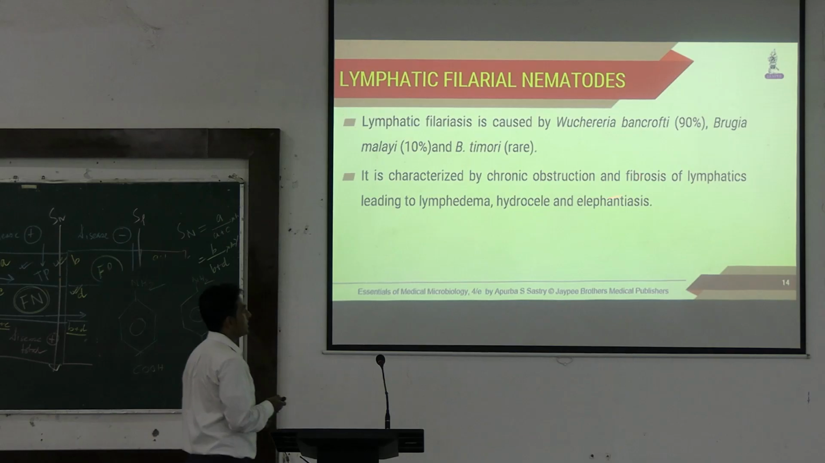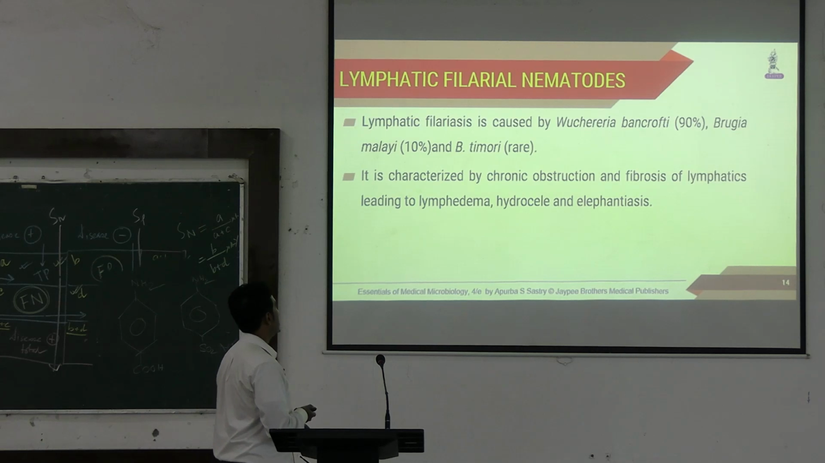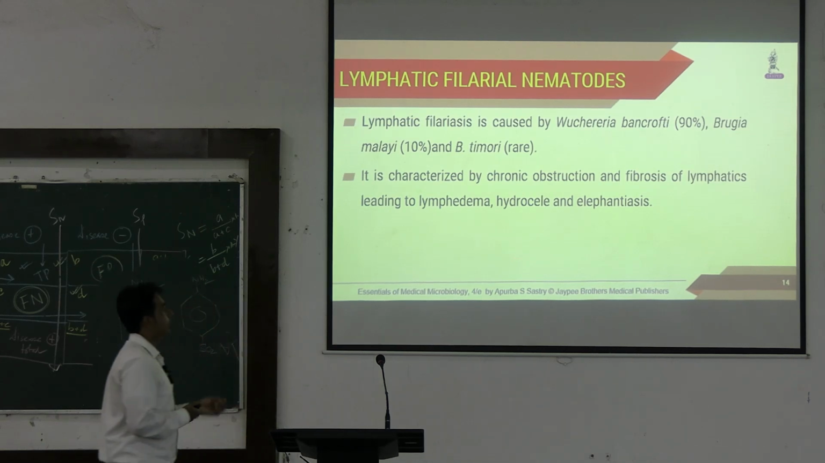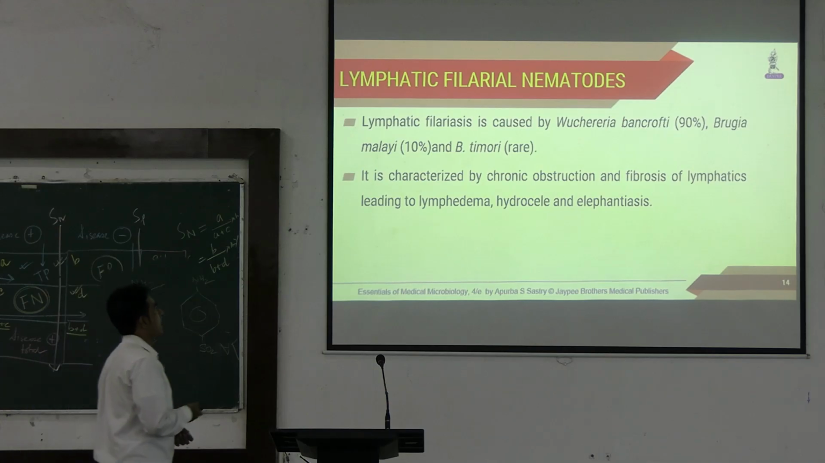Now coming on to the lymphatic filarial nematodes, this is mainly, as we discussed, caused by Wuchereria Bancrofti in 90% of the cases, Brugia malayi in 10% of the cases and rarely by the Brugia timori. It is characterized by chronic obstruction and fibrosis of the lymphatics leading to lymphedema, hydrocele and elephantiasis.